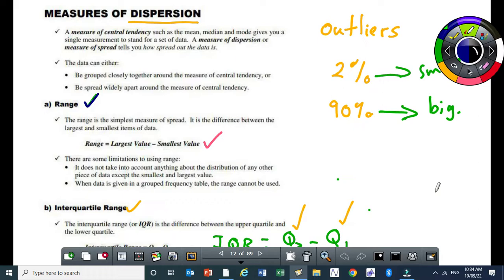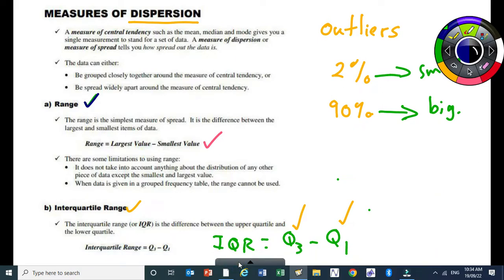Then you have got what's called the interquartile range. Now this one is different and it's a new one. The interquartile range is the difference between the upper quartile and the lower quartile. The acronym used for interquartile range is IQR. It's equal to Q3 minus Q1.